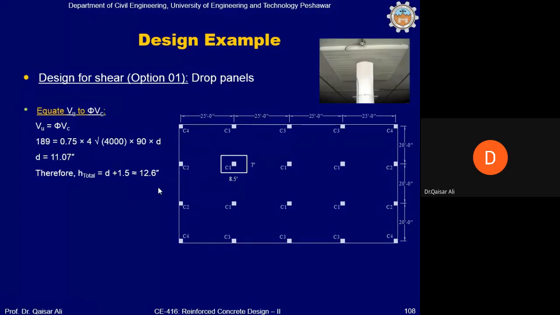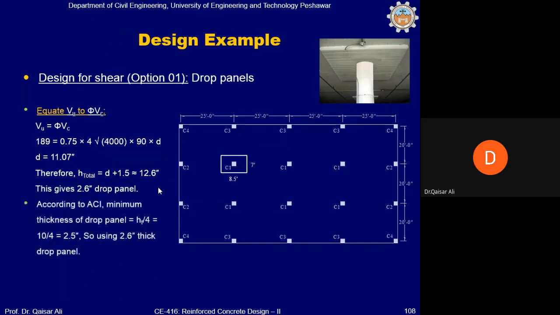12.6 inch slab is required in the vicinity of the column. We know that the 10-inch slab is already provided, so an additional 2.6 inch drop panel will be provided in order to make the overall thickness equal to 12.6 inch in the vicinity of the column. There is an ACI code requirement that the drop panel thickness shall be at least 1/4 of the slab thickness. So the slab thickness is 10 inch, 10 divided by 4 is 2.5 inch. We are proposing a 2.6 inch thick drop panel, so this is correct.